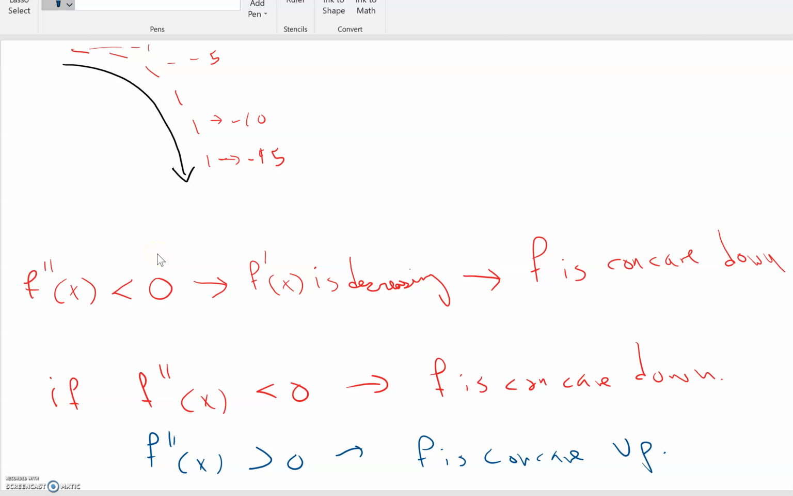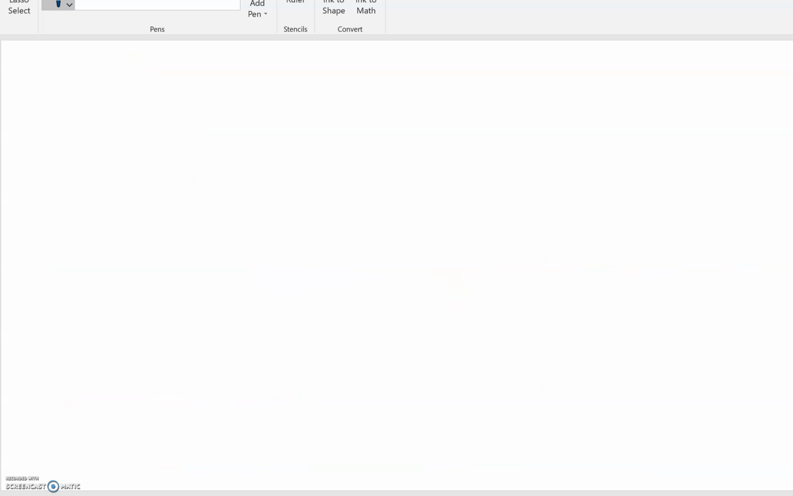Okay, so continuing with our discussion of concavity, let's make these things a bit more official. Here's what we're going to do. We want to be able to find... Well, actually, we need to start with the relevant conditions.